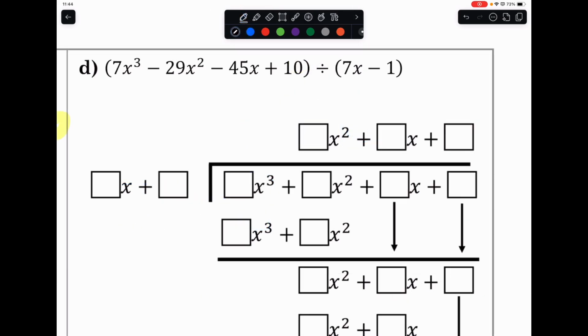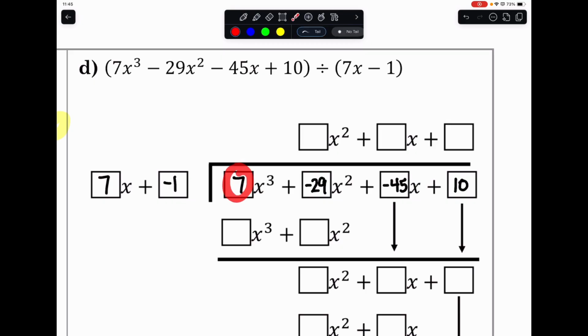So for our next example, let's set this up. We're dividing by 7x minus 1. So that's going to go here. 7x minus 1 goes there. And our dividend is 7x to the third power minus 29x to the second minus 45x and plus 10.